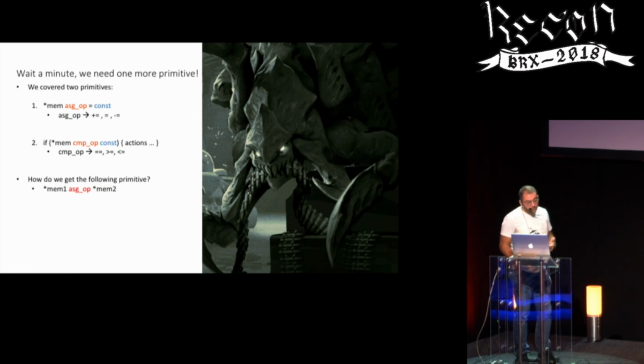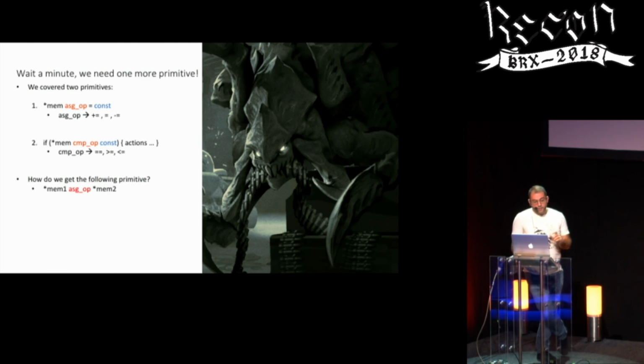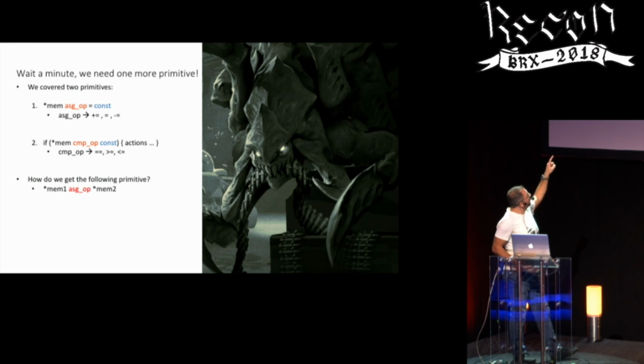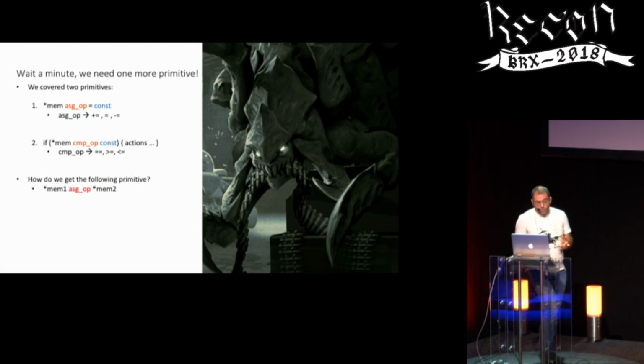But how can they do memory 1 equals memory 2, given only those two primitives? It's saying if an action can be just assignment. So it's very important for them to really dereference and copy from another memory location. So using those two primitives, they managed to create a third primitive. Anyone has an idea? Yes.